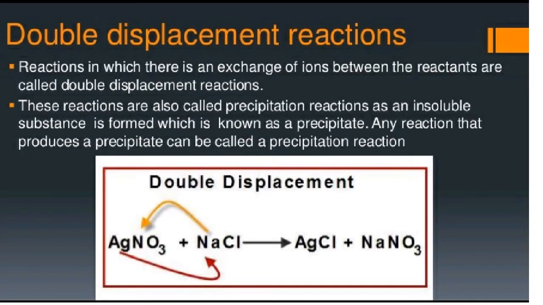The next type of reaction is double displacement reaction. These are those reactions in which there is an exchange of ions between the reactants during the process. It can also be defined as those reactions in which two ionic compounds in the solution react by exchange of their ions to form new compounds. These are also called precipitation reactions, and a precipitate is an insoluble substance formed during the reaction.